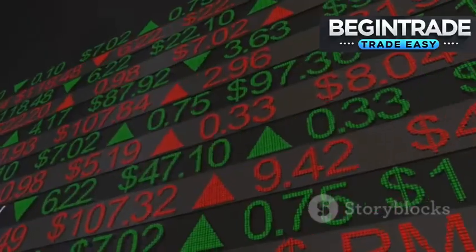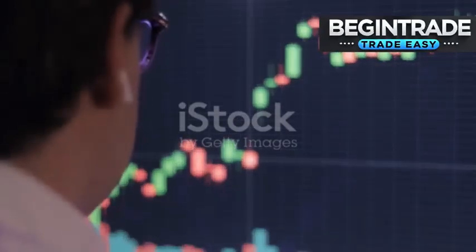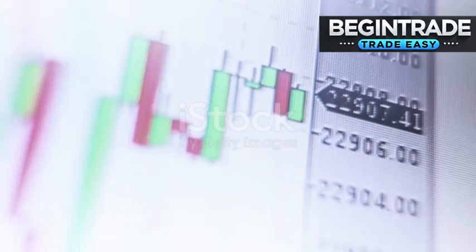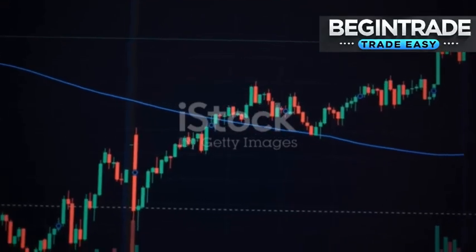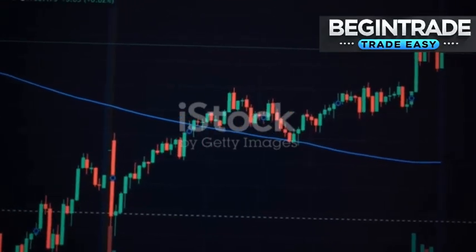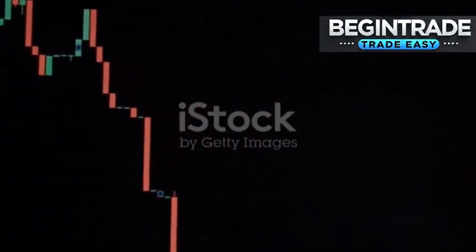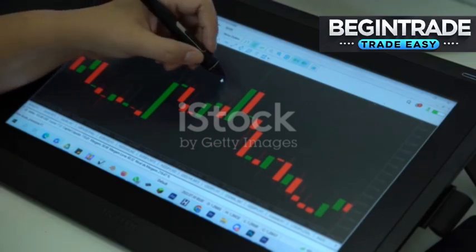Now the strategy. Step 1. Identify liquidity pools. Spot stop-loss clusters above recent highs or below recent lows. Look for imbalances or fair value gaps, known as FVGs, created by fast price movements. Step 2. Wait for a liquidity grab, also known as a stop hunt. This is when the price moves into the liquidity pool, triggering stop losses or filling pending orders. Observe whether the price quickly rejects this level.